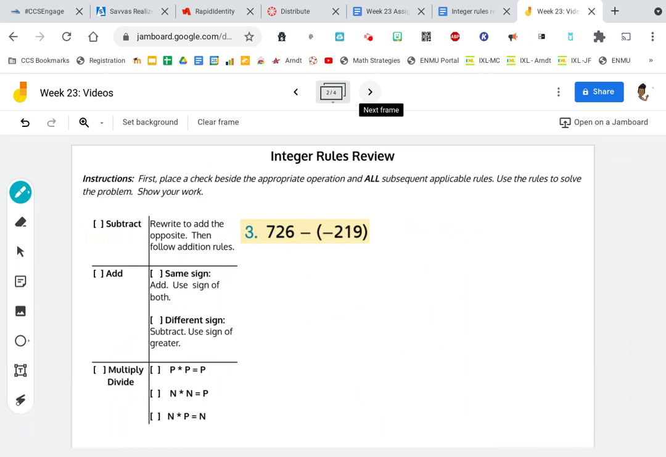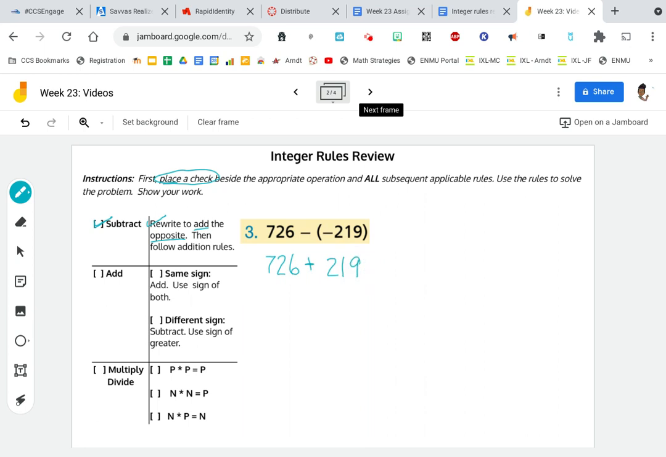So our next problem is 726 minus negative 219. First, don't forget to place your check marks. So I'm going to subtract, okay? And then that means I have to rewrite to add the opposite. So I'm taking 726 and I am adding. Notice that subtraction is now add, and the opposite of a negative 219 is a positive 219.